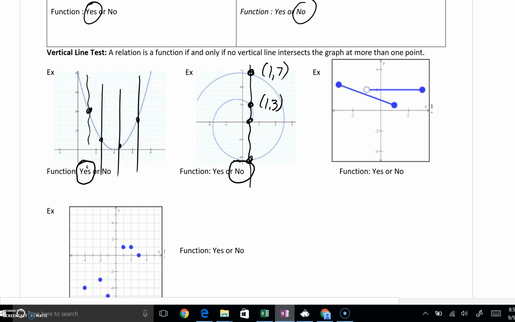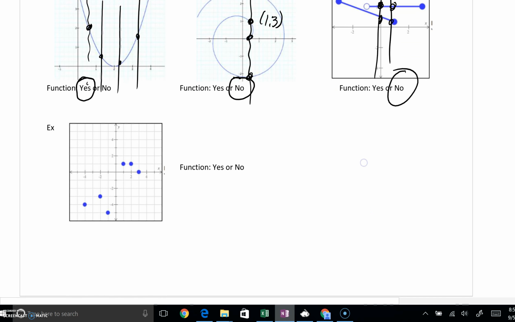How about this next example? No. Why? Because right here and here, or right here and here, as long as you find any vertical line where it touches more than once, it means your X values are showing up twice or more. How about this last one? It is, because look, you only cross this point once, you only cross this point once. You'll never get a vertical line to hit twice. So kids might say that looks kind of weird. It's just like 6 points. You bet. But you could never intersect more than once.